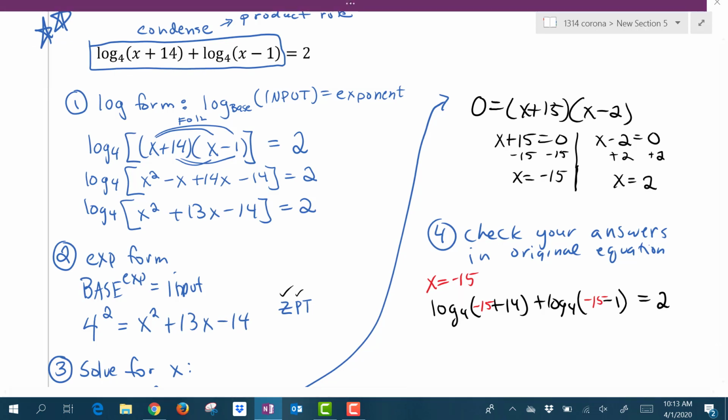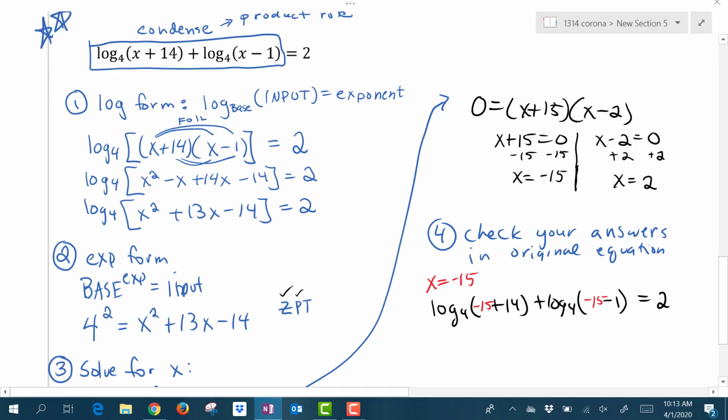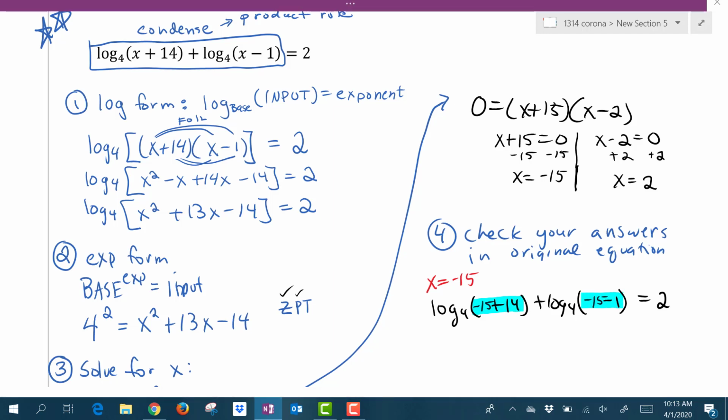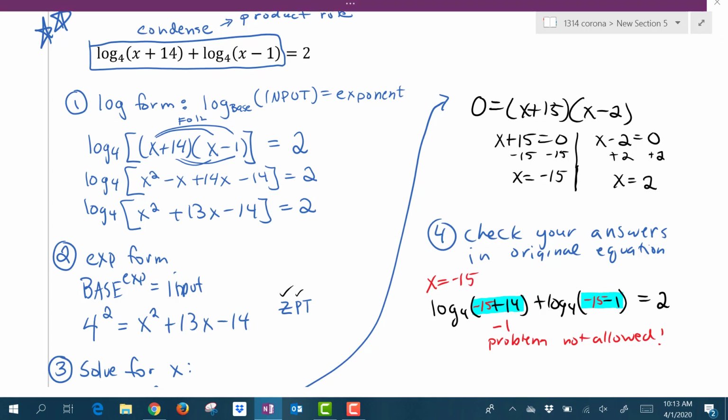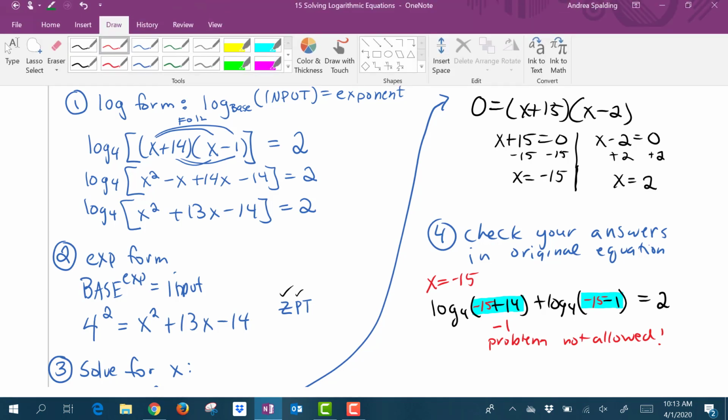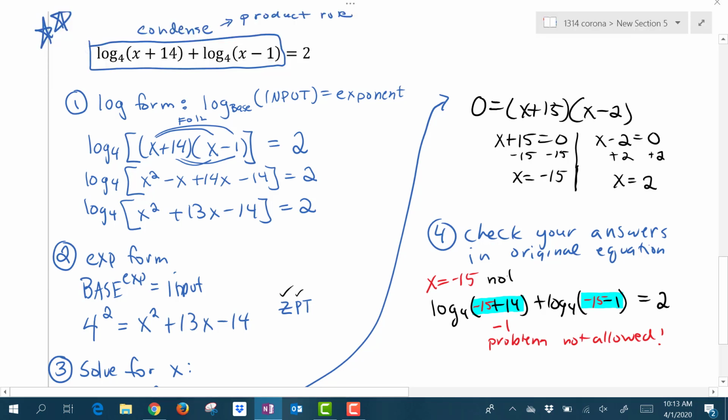So right away, we discover that we have a problem. My goal here in checking is to make sure that the input into these logs is something that is greater than 0. But negative 15 plus 14, that's negative 1. So that's a problem. That's not allowed. So that means that x equals negative 15 is actually not a true solution. So you will not type this answer into MyMathLab.